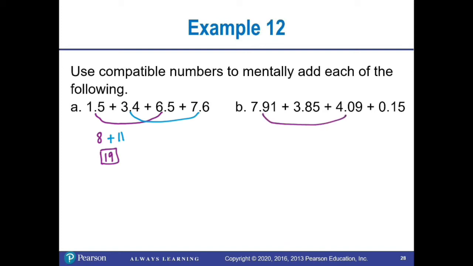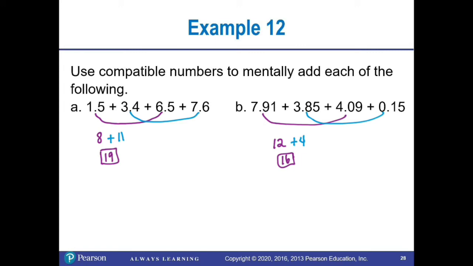Look at part B. 7.91 and 4.09 are compatible numbers because my decimal places give me a whole. 7 plus 4 is 11, plus the whole from the decimal places, that makes 12. 3.85 plus 0.15, those are compatible numbers because my decimal places here give me a whole. So I have 3 plus 0 is 3, and then a whole from my decimal places makes 4. And so that gives me 16.